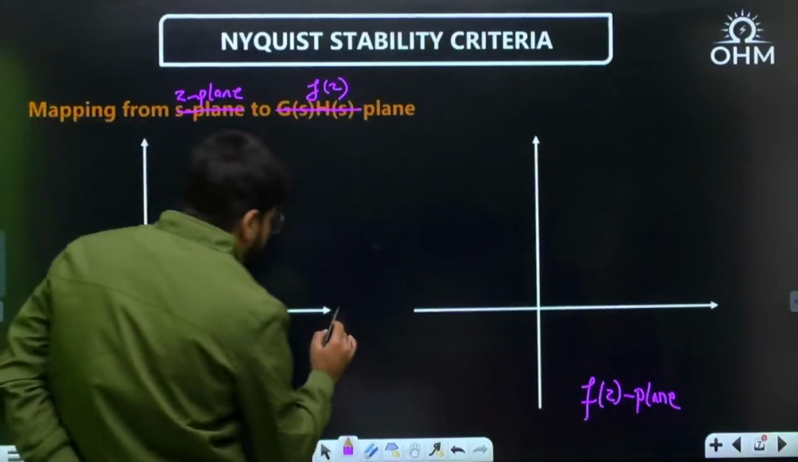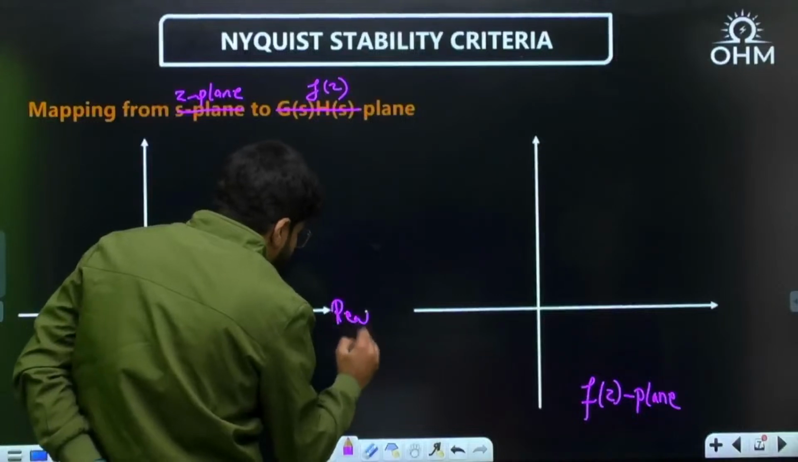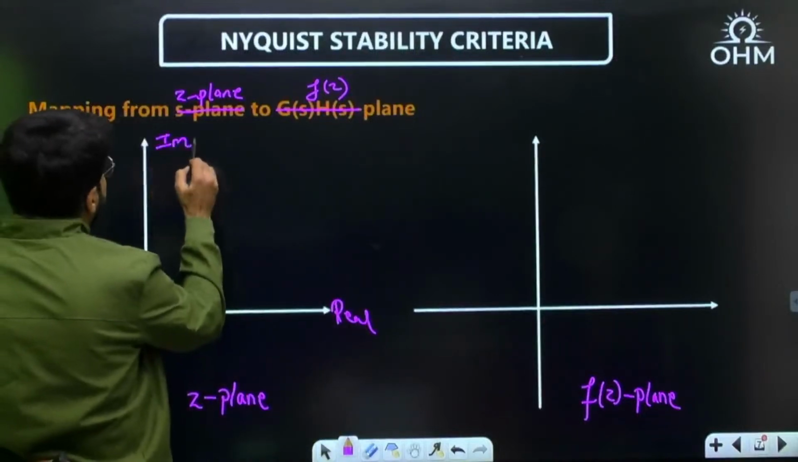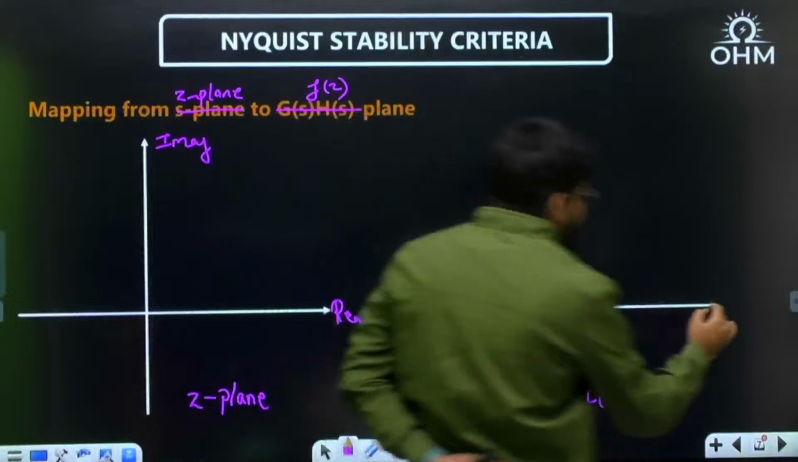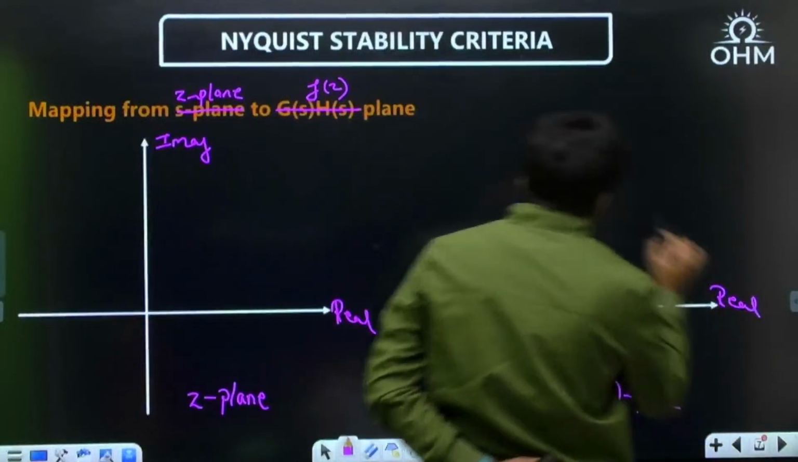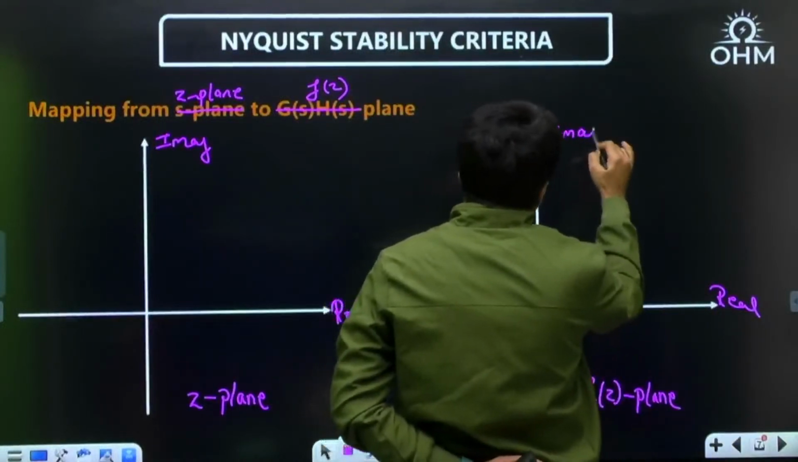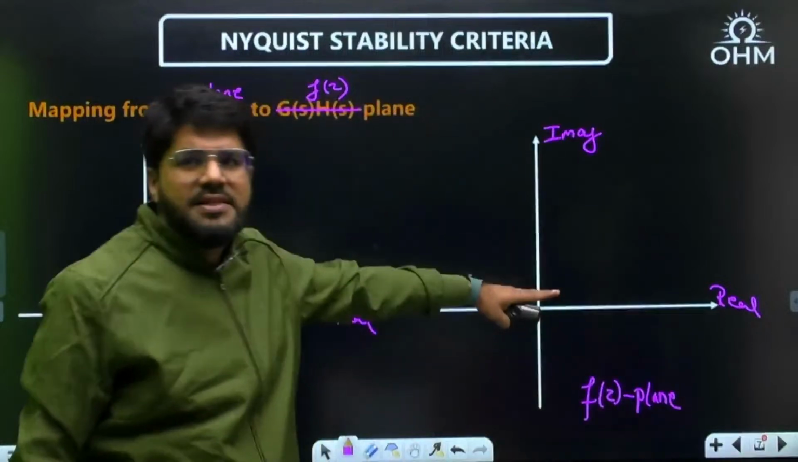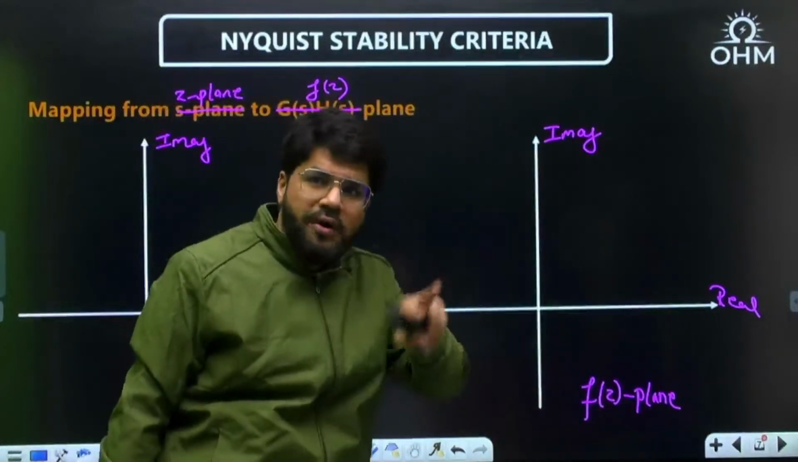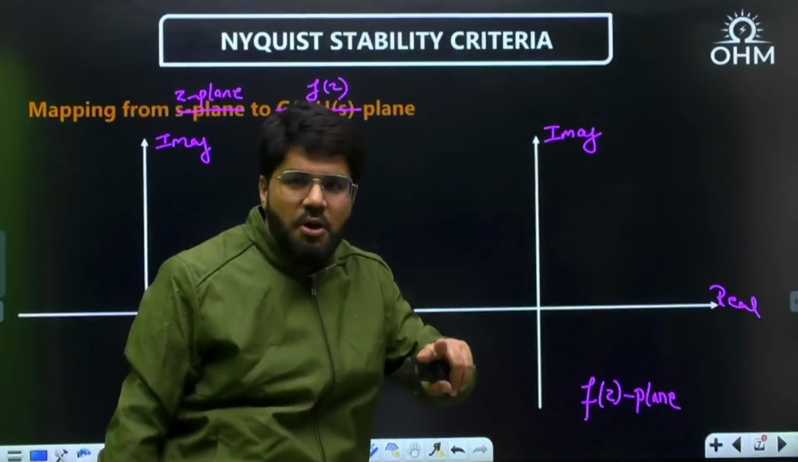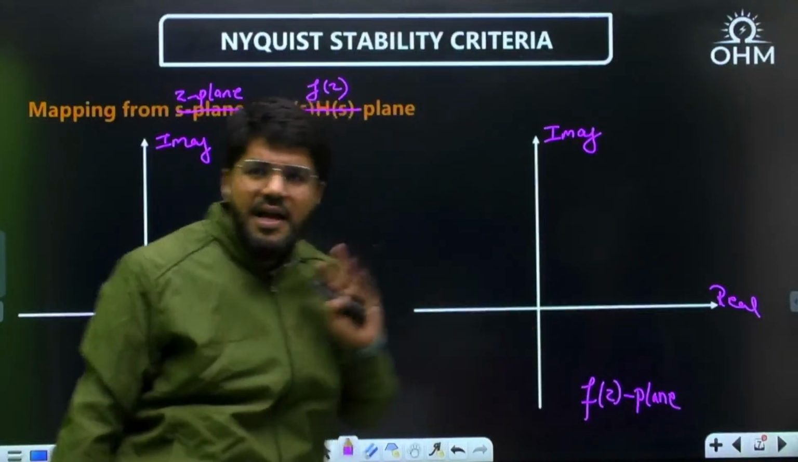This is going to be the real axis, and this will be the imaginary axis. Similarly here, this is my real axis and this is my imaginary axis. Every complex plane has a real axis and an imaginary axis to plot the real part and imaginary part, because the complex number has two parts, real and imaginary.